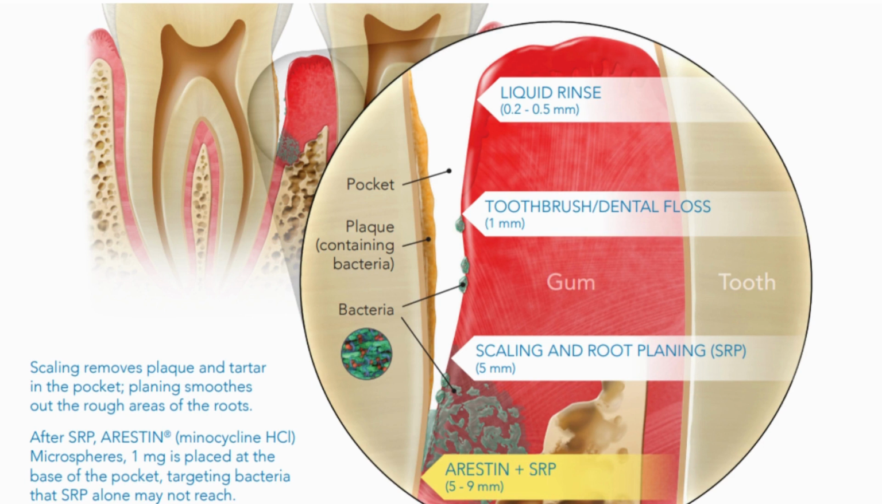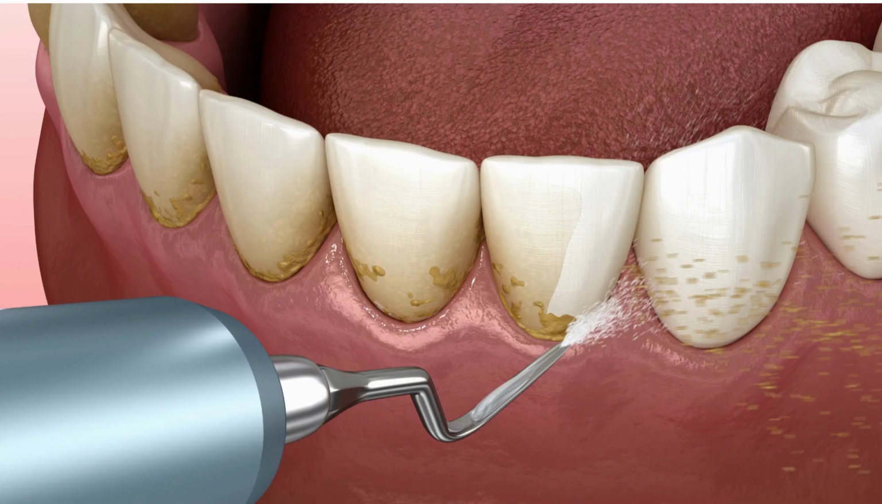If the pocket is not very deep, we can use a procedure called scaling and root planing, which essentially is an ultrasonic cleaning around the teeth deep into the pocket. If the pocket is not more than 5 millimeters, scaling and root planing can be efficient in killing the bacteria and reducing the pocket depth, which means we're reducing the number of bacteria that live in these pockets, which then allows us to maintain your teeth for as long as possible.